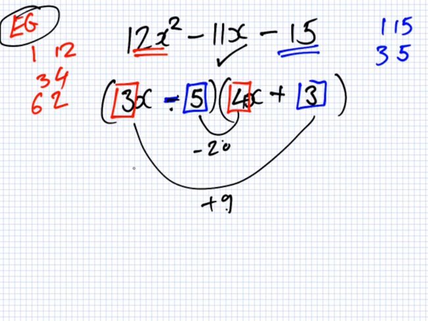Okay, 12 could be 1 and 12, 3 and 4, 6 and 2. And then the 15 could be 1 and 15, 3 and 5. Alright, let's go with 3 and 4, I feel like 3 and 4 could be lucky, and then 3 and 5 maybe. So will this work? Let's see, this is 12, and this is 15, is it? No, doesn't work.